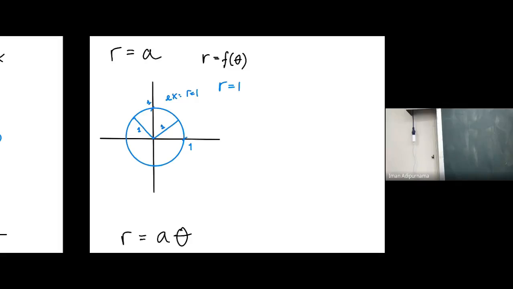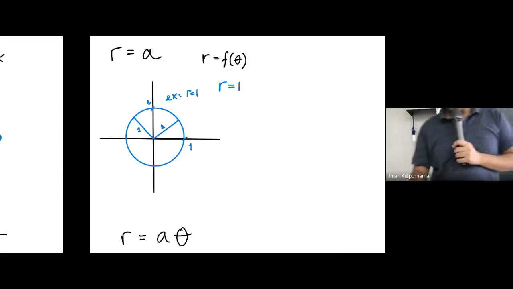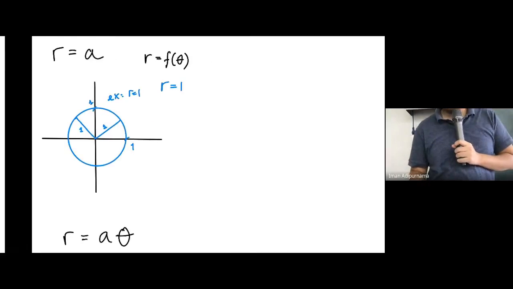Again, this is not y, not x. This is just to help us to draw. But how do we start? We start from the beginning. Because we have r equal 1, our angle anywhere in these curves will be radius 1.